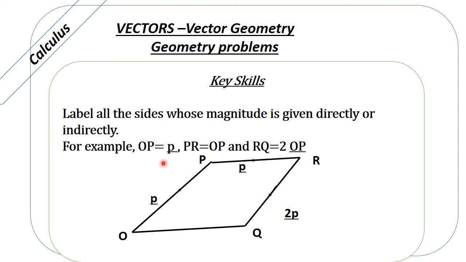So be careful of direction. OP means moving from O to P. If they say PO, it's going to be the negative of this. PR means moving from P to R. If they put RP, it's going to be the negative of PR. So these are the three important skills you need to have when dealing with vectors.